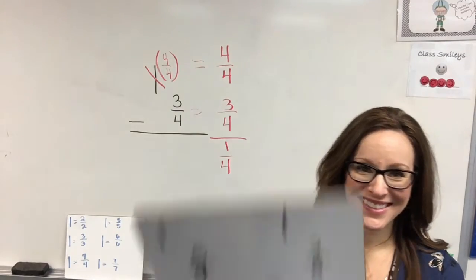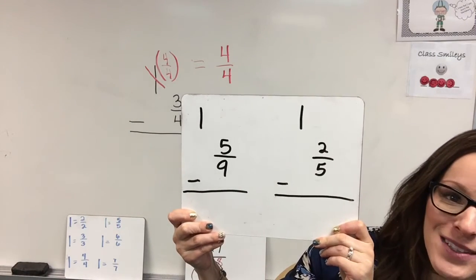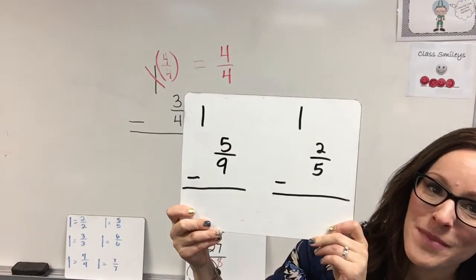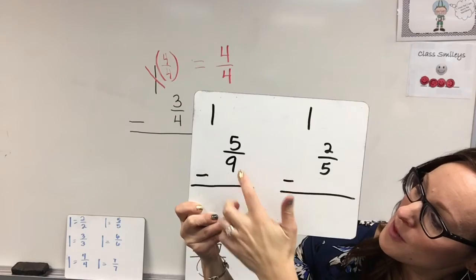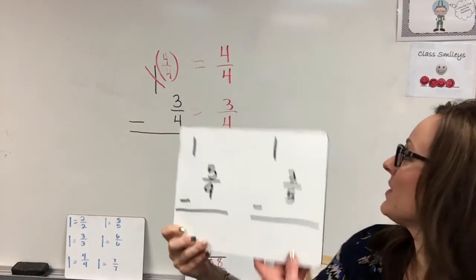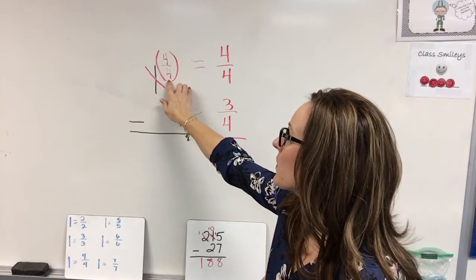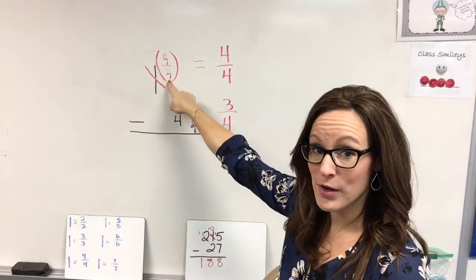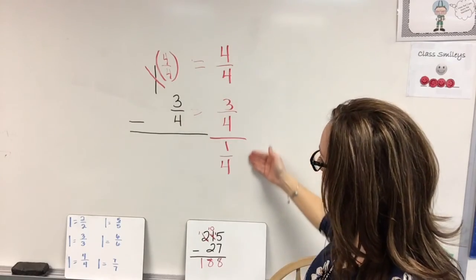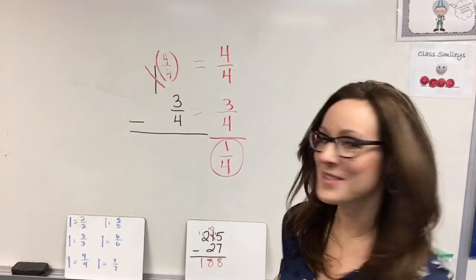Ready for your practice? I would like you to do 1 minus 5/9 and 1 minus 2/5. I want you to make sure you borrow from your 1, make an equivalent fraction with a common denominator, and then make your columns and subtract. So it should look something like this. Subtract, parentheses, with your new improper fraction that you're borrowing from. Make your new column over here with your equal signs, and then do your subtraction. And don't forget to circle your answer.